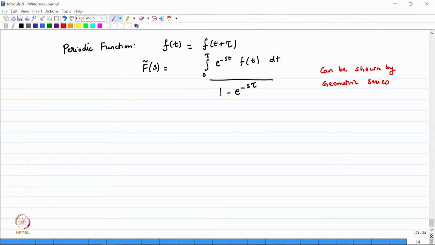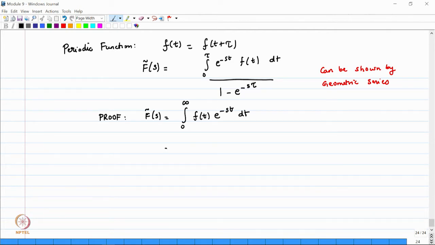Okay, so just to illustrate, I'll just show this very quickly. I'll just write the proof here. I'm showing the proof because this illustrates some general mathematical techniques that you need to call often when you're solving various problems. So f tilde of s by definition is integral 0 to infinity f of t e raised to minus st dt.